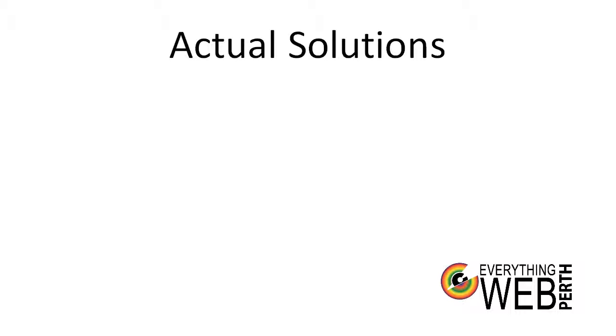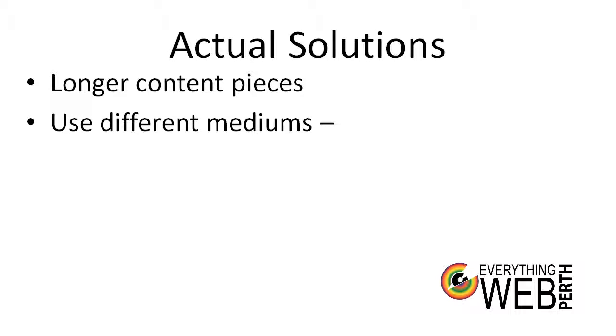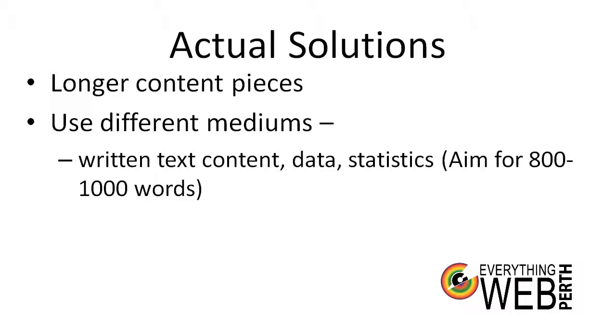And let me give you some actual solutions that you can begin to implement starting today. Longer content pieces help a lot. We've kind of gone from 200, 300, 400, 500 word articles to 800 to 1,000 word articles. And not only that, you need to use different mediums. So what I mean by that is we've got written content, we've got data, we've got statistics, and it really depends on your audience and on your niche. Some of you may not have statistics to write about. Some of you may not have data to write about, but you might have certain content to write about. But whether it's data, statistics, or content, your goal is to aim for 800 to 1,000 words. If you can do that, you've got a longer piece of content.